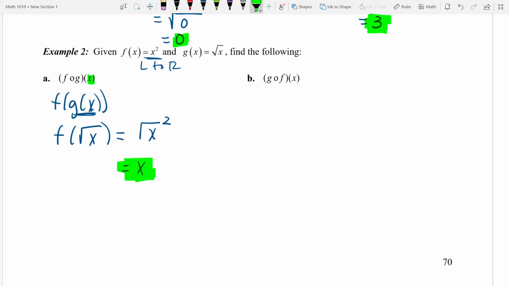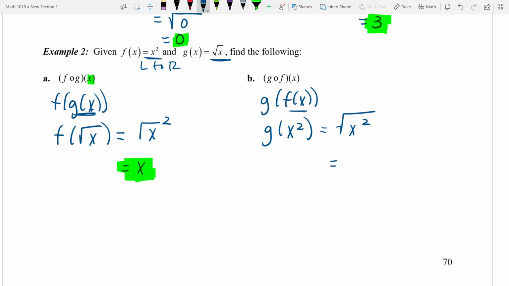Now we're going to go the other way. We're going to find g of f of x. Replace that f of x with what f of x is, which is x squared. Now I go into that g of x, wherever I see an x, replace it with x squared. So that would be the square root of x squared, which is what, everybody? Also an x. Good.